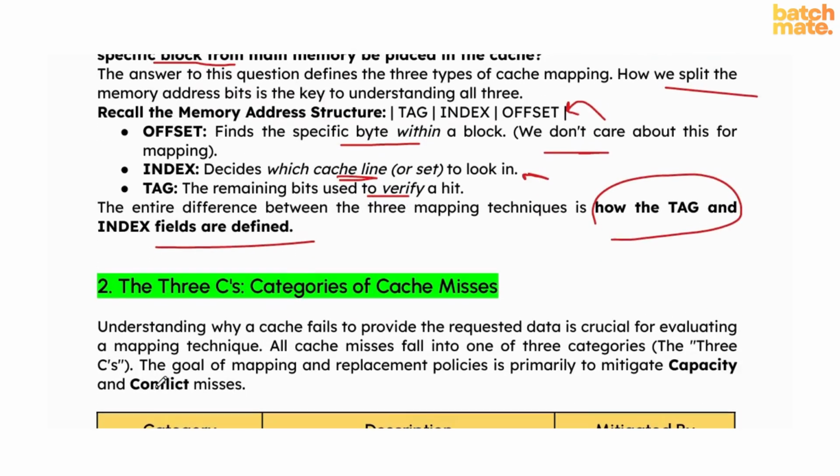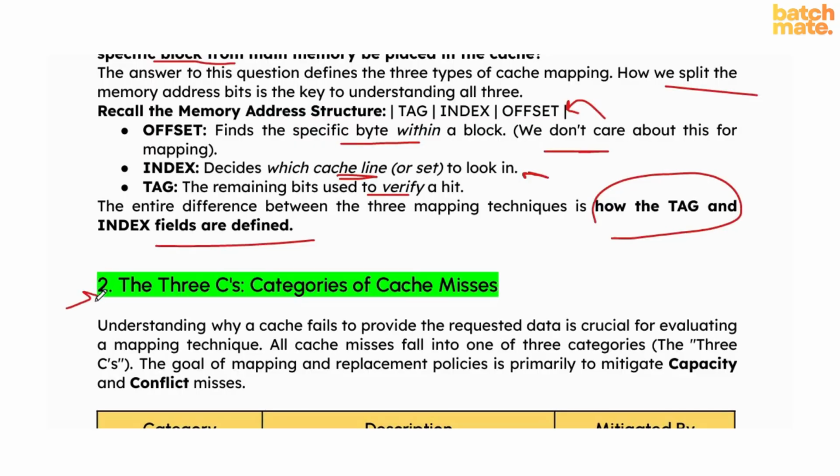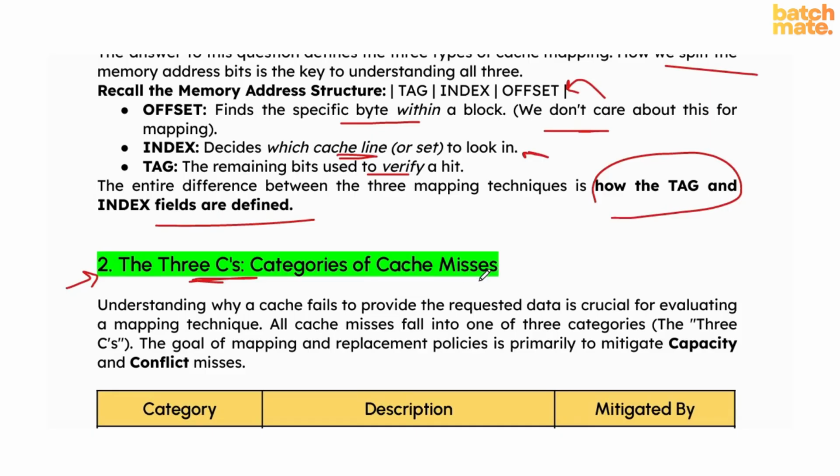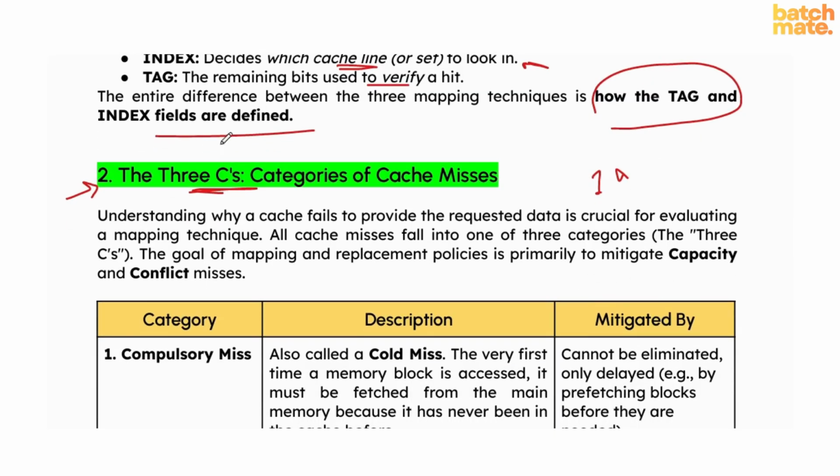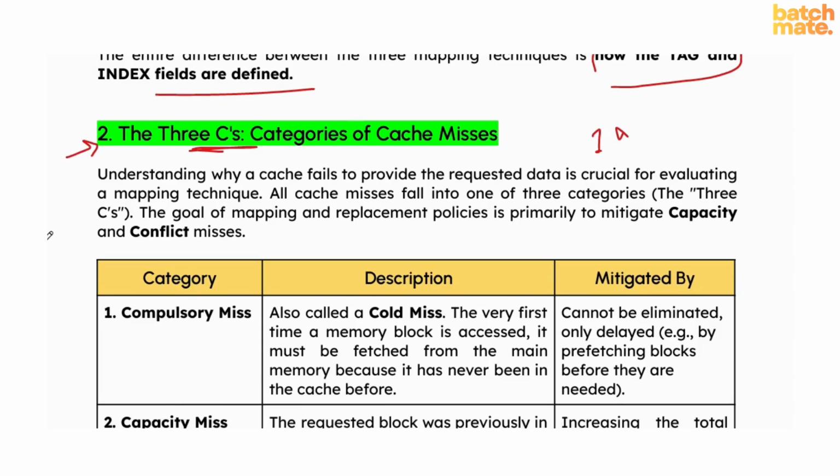Now, before we look at the solutions, we have to understand the problem. You might ask, why do we have three different complicated ways to map memory? Why not just use the simplest one? The answer is simple. Different mapping techniques are good at fighting different types of failures. We call these failures the 3 C's. If you don't understand these, you can't understand why modern CPUs are designed the way they are.